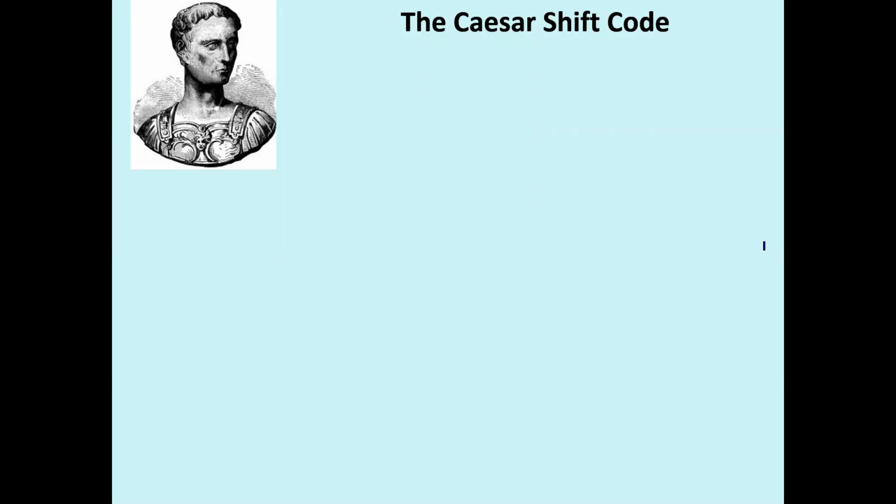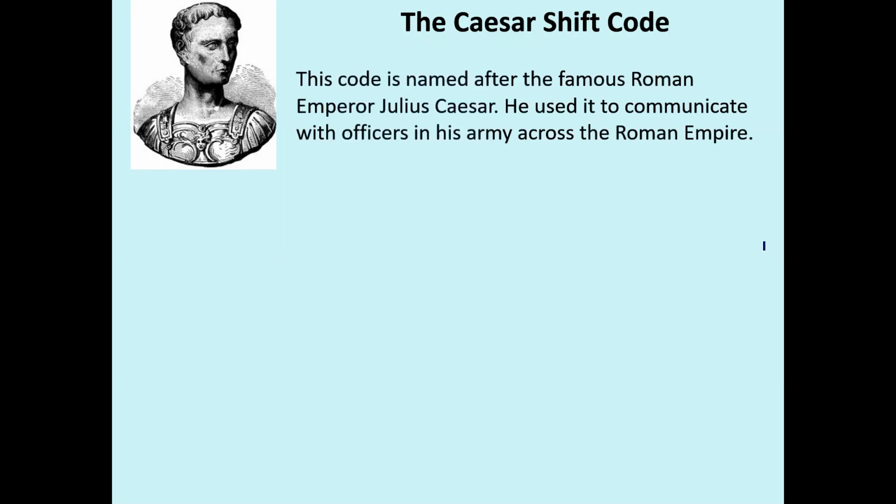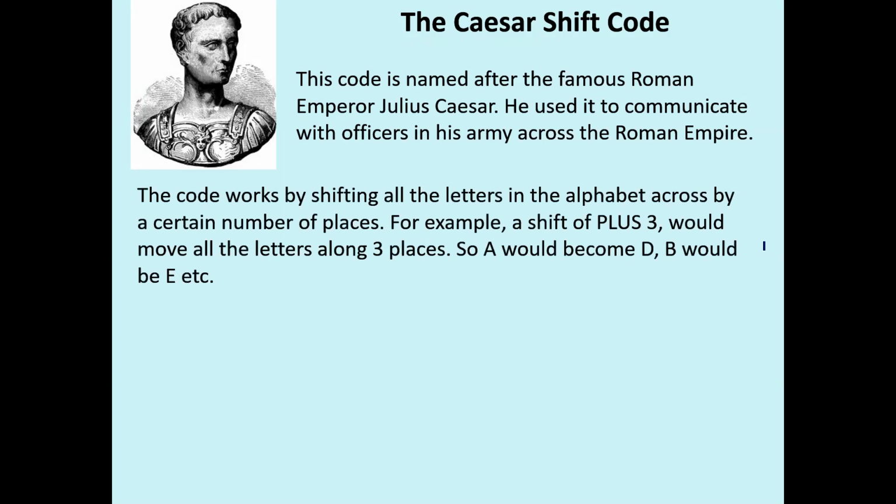The very first code we're going to look at is the Caesar shift code. Now, there's more detailed information on the historical origins of this on the attached PowerPoint from Professor Stupples from City University. But very briefly, the code takes its name from Emperor Julius Caesar. He used it to communicate with officers in his army across the Roman Empire.